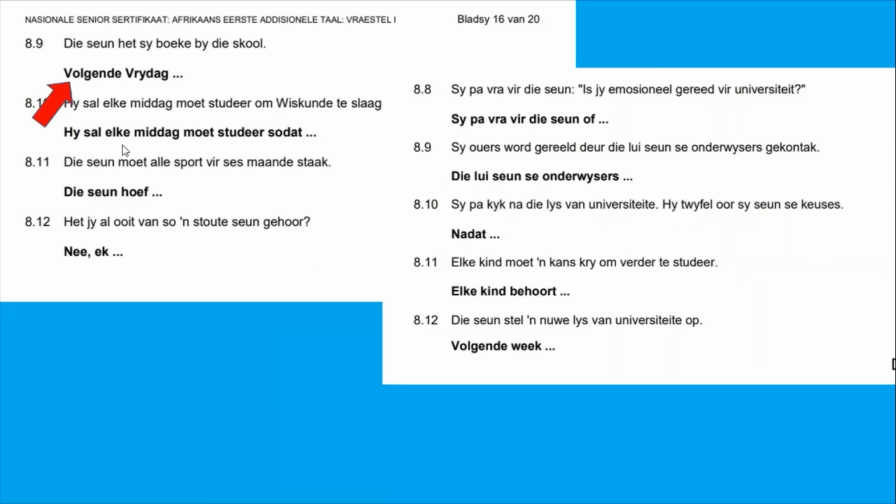It says volgende Vrydag. So volgende Vrydag is next Friday. So what type of tense is that? Toekomende tyd. So now we have to change this to the future tense. And what do we know? Remember, future tense is sal. So it's easy. Let's read our sentence. Die seun het sy boeke by die skool.